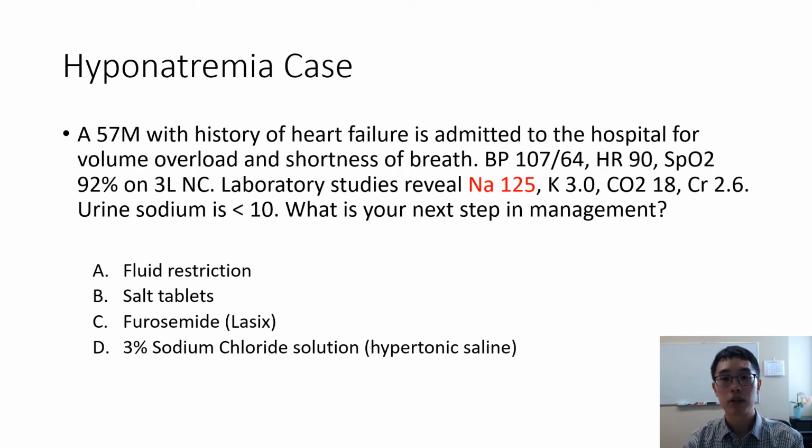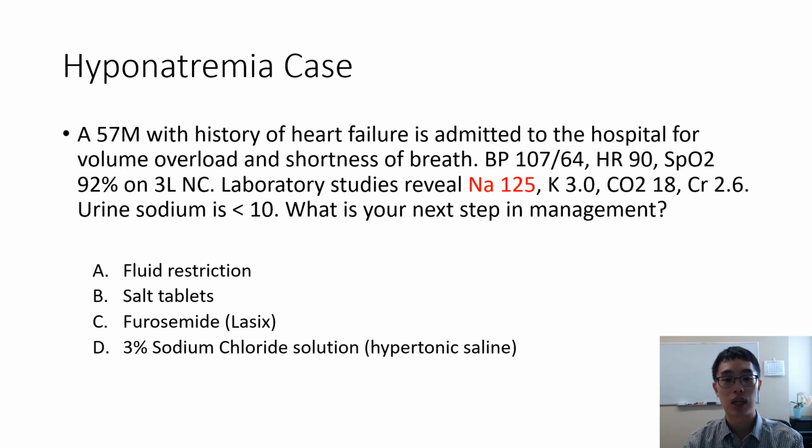That was a lot of material to cover, but let's do a question to see if you've grasped today's concepts. A 57-year-old gentleman with a history of heart failure is admitted to the hospital for volume overload and shortness of breath. His blood pressure is 107/64, heart rate 90, and pulse ox is 92% on 3 liters nasal cannula. Laboratory studies reveal a sodium of 125, potassium of 3.0, bicarb of 18, and a creatinine of 2.6.